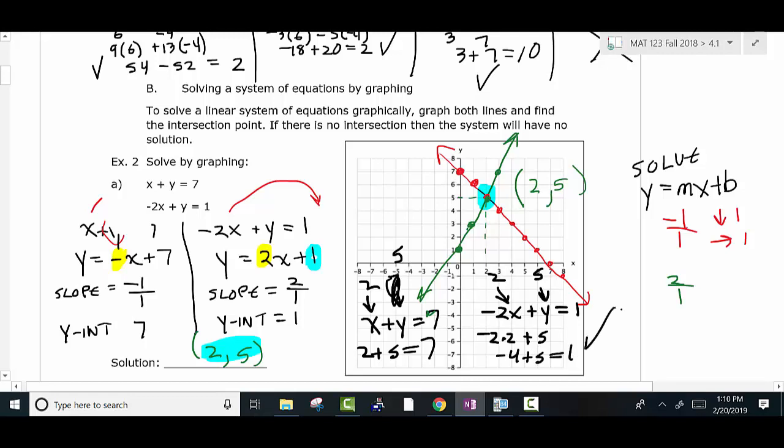And you don't have to write down the checking if you don't want to. You just need to know how you check it. So when you get that intersection point, make sure it works in both equations. If it does, then you have successfully completed your problem.